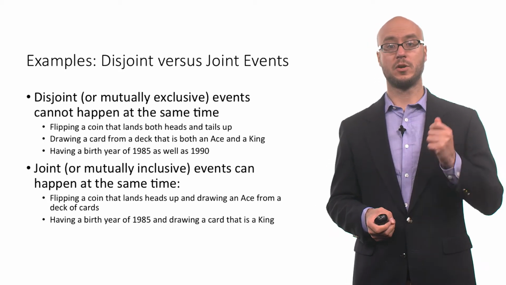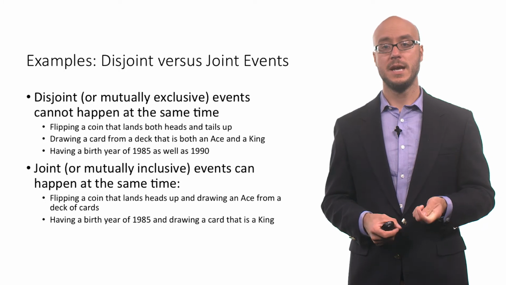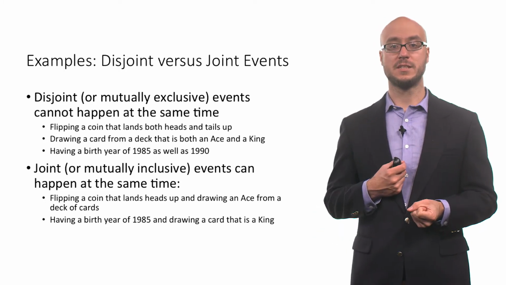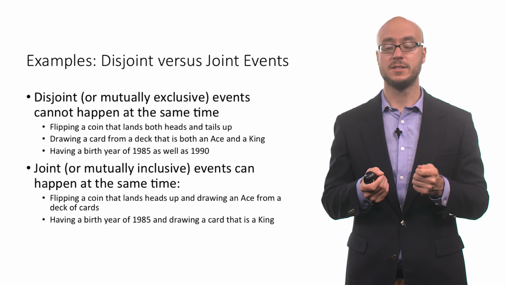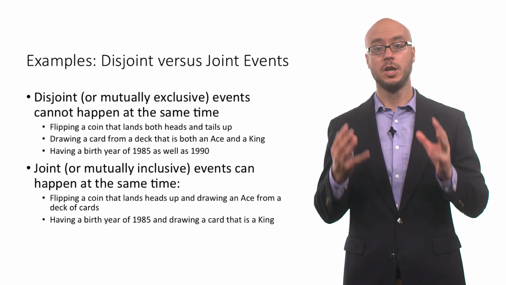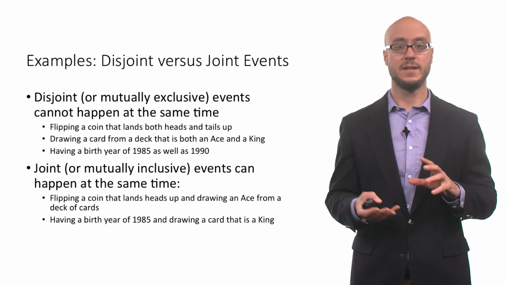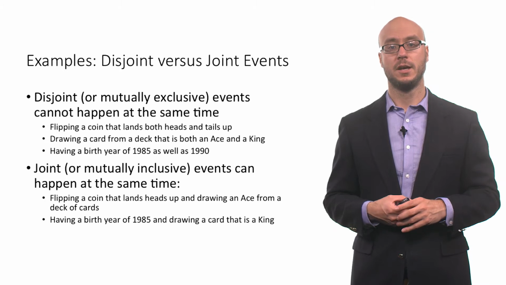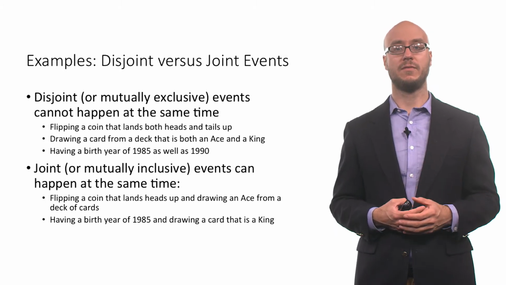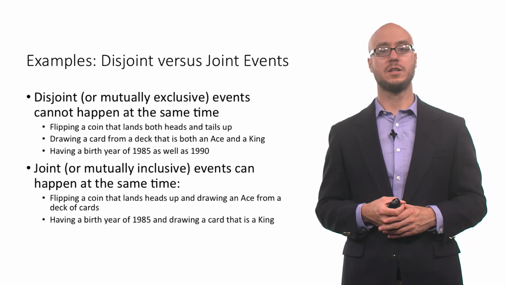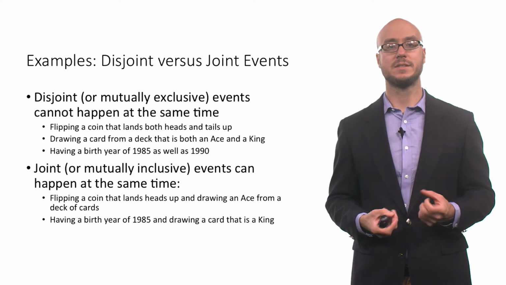So you could flip a coin that lands heads up, and you could also draw an ace from a deck of cards. You could do that simultaneously. It'd be a little bit weird, but you could do that. These are two events that are joint. You could have a birth year of 1985, and you could also draw a card that is a king. Again, these events can happen at the same time.